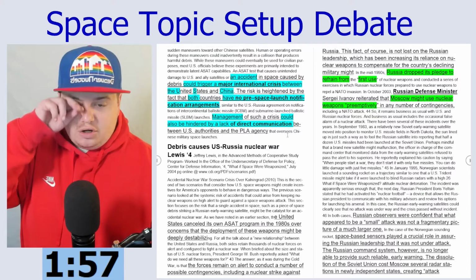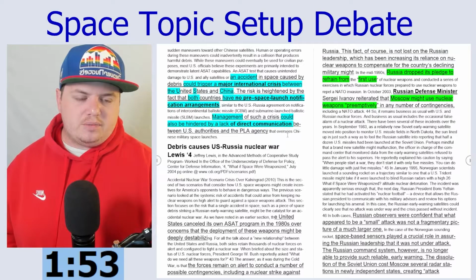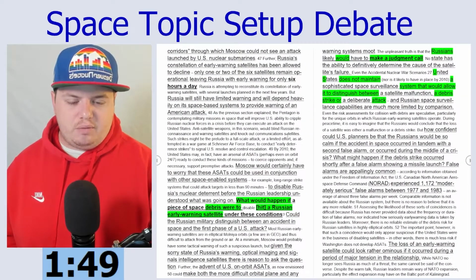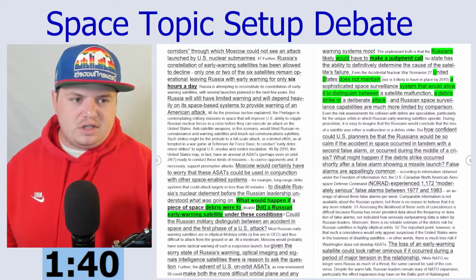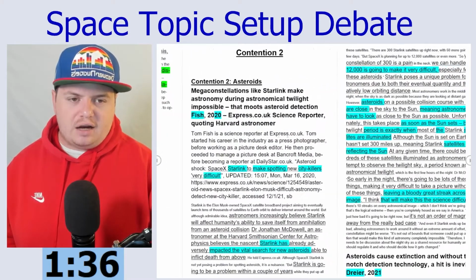And debris could also cause a U.S.-Russia nuclear war. Lewis, '14: Russia stopped its pledge to refrain from first use. Moscow might use nuclear weapons preemptively. What would happen if debris hit a Russian early warning satellite? Russians would make a judgment call. The U.S. does not maintain a system that would allow it to distinguish between a debris strike and an attack.